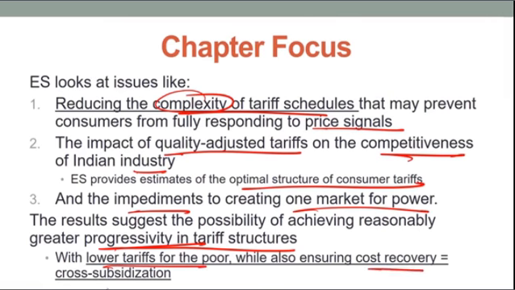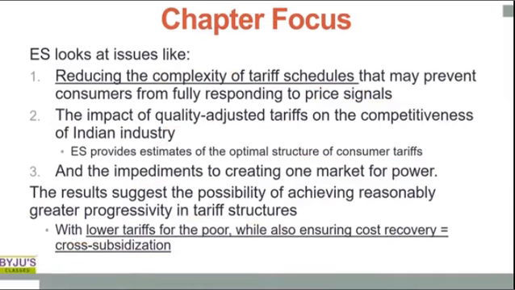This is something called cross subsidization. So we will subsidize the poor, but we'll charge the rich. So effectively, who's subsidizing the poor? The rich are subsidizing the poor. That's an interesting and important concept called cross subsidization. So we'll come to each of these focus areas. Let's go into the details now.